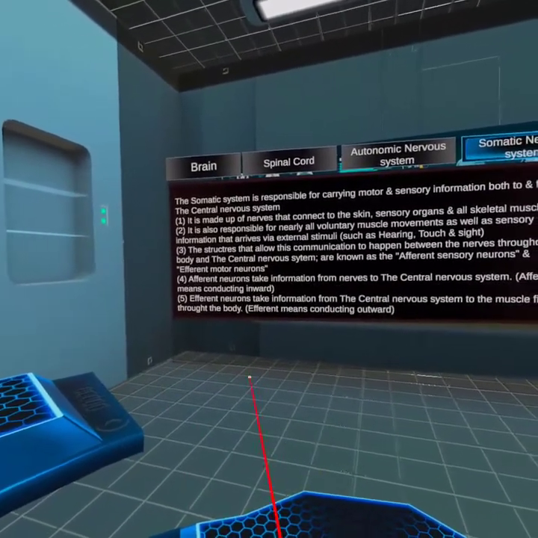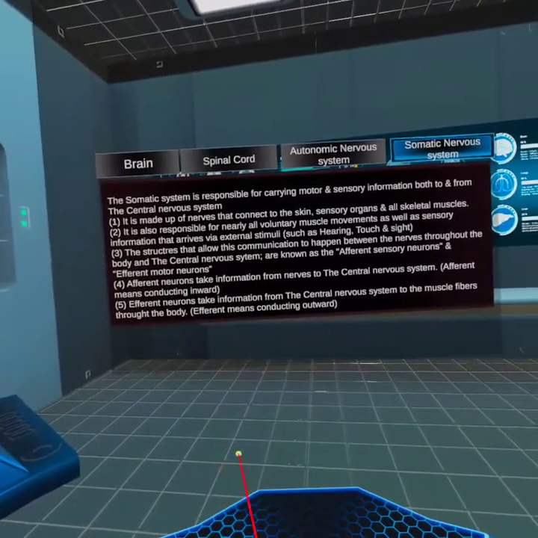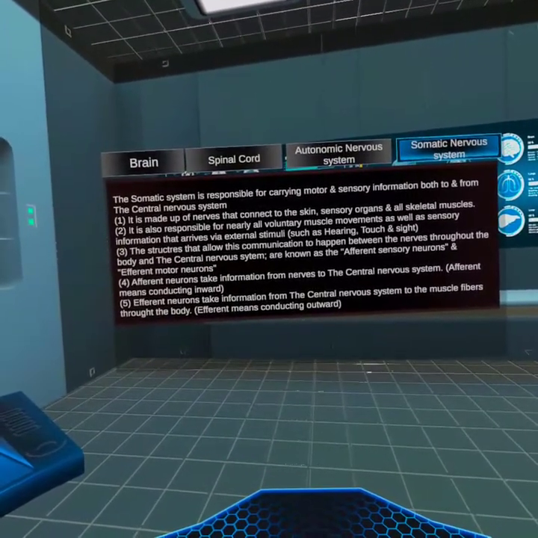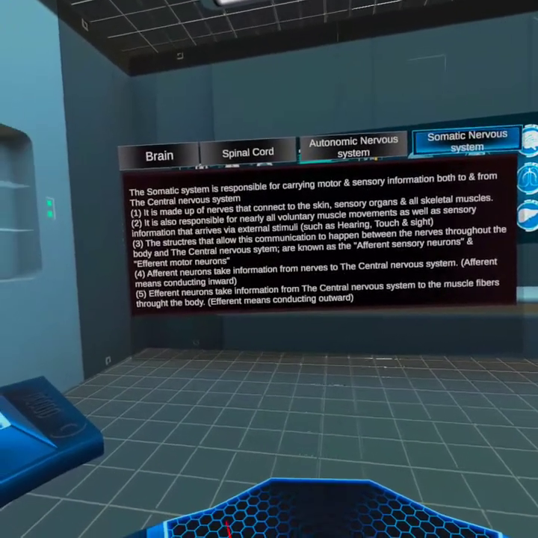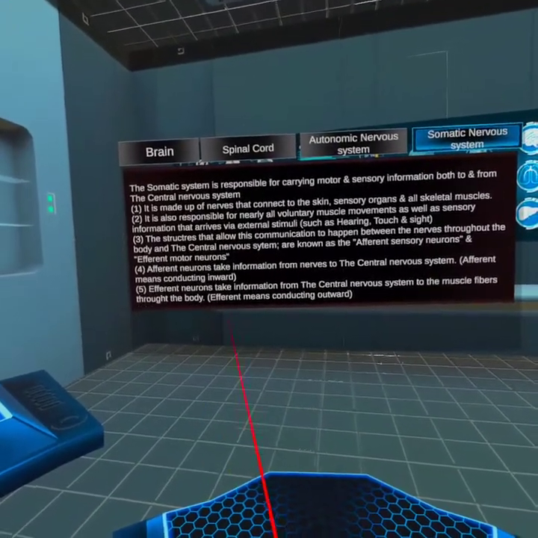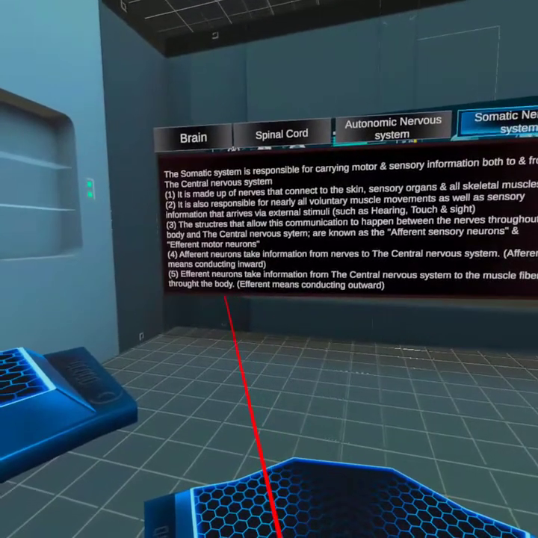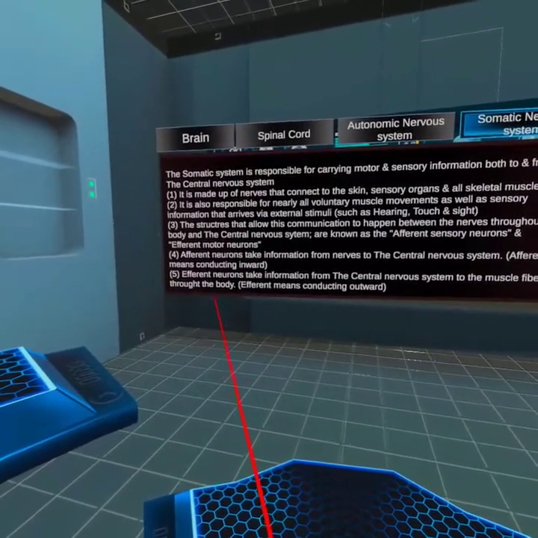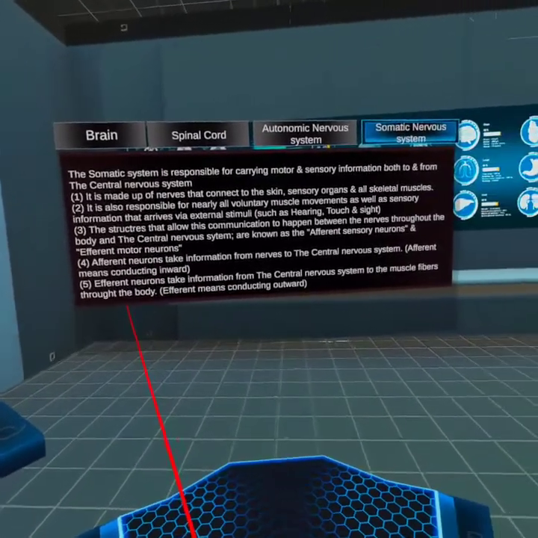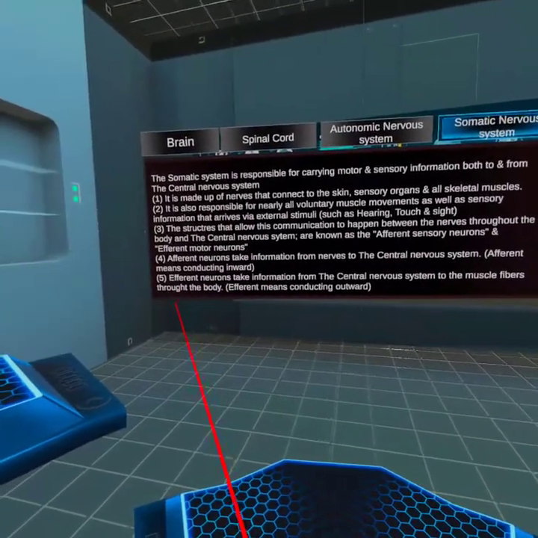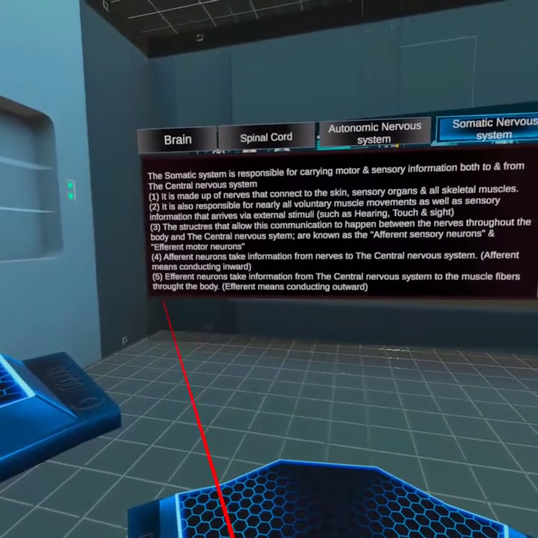The structures that allow this communication to happen between the nerves throughout the body and the central nervous system are known as the afferent sensory neurons and efferent motor neurons. Afferent neurons take information from nerves to the central nervous system. Afferent means conducting inward. Efferent neurons take information from the central nervous system to the muscle fibers throughout the body. Efferent means conducting outward.